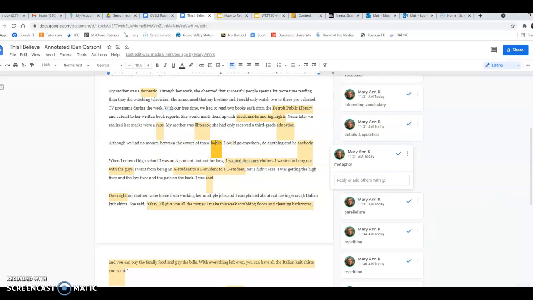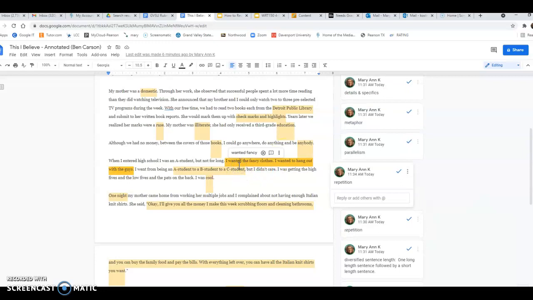I mean, that's just cool figurative language. Over here, anybody, we got some parallelism. I could go anywhere, do anything, be anybody. That's a listing of similarly structured sentence parts. I mean, it has sort of a chant, it has sort of a rhythm.